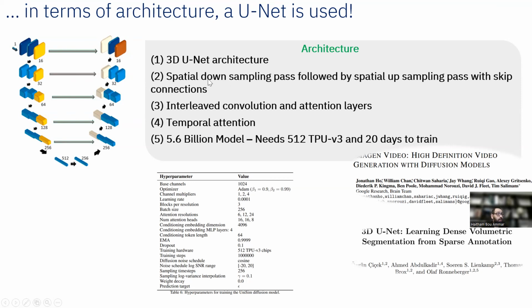Right? So how this architecture looks in detail is provided in these two papers, Imagen Video and also 3D UNet. And also in table 6, they tell us all the hyperparameters we have actually used. So we need 512 TPU v3s and we need 20 days of training. So this is a pretty expensive model to train.